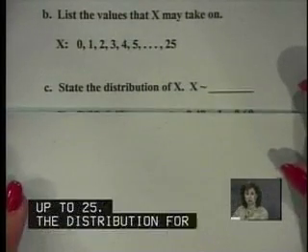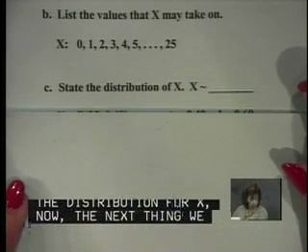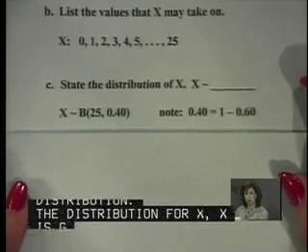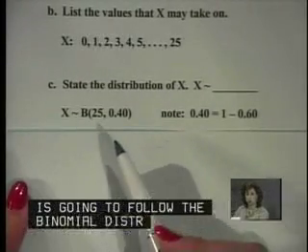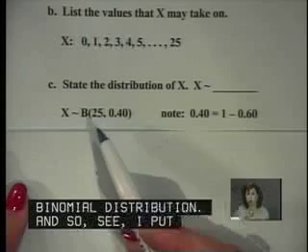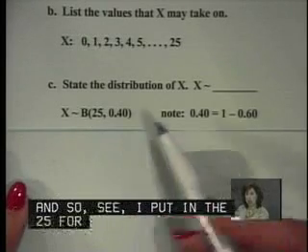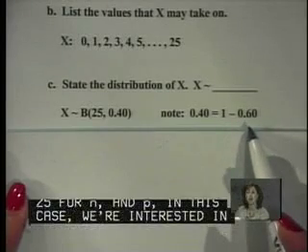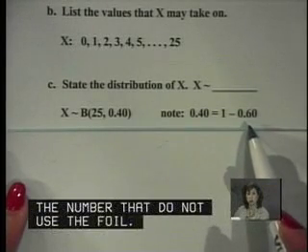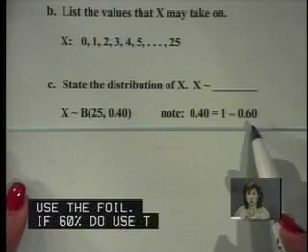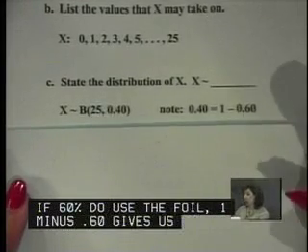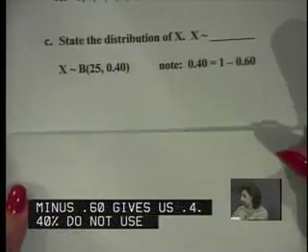The next thing we want to do is state the distribution. The distribution for x is going to follow the binomial distribution. And so see, I put in the 25 for n. And p, in this case, we're interested in the number that do not use the foil. If 60% do use the foil, 1 minus 0.60 gives us 0.4. 40% do not use the foil as their main weapon.